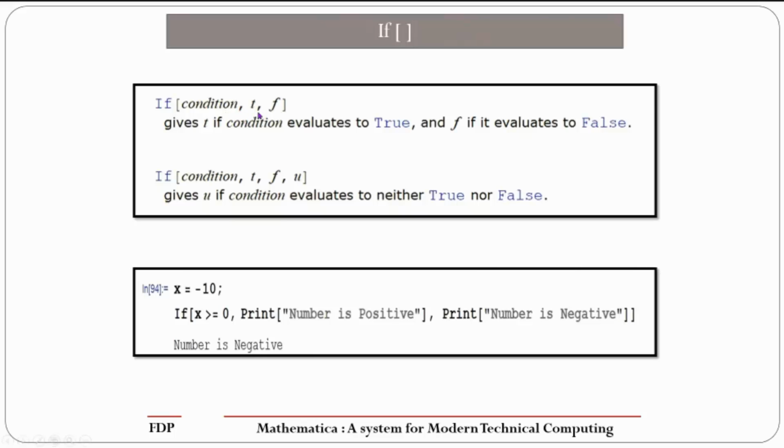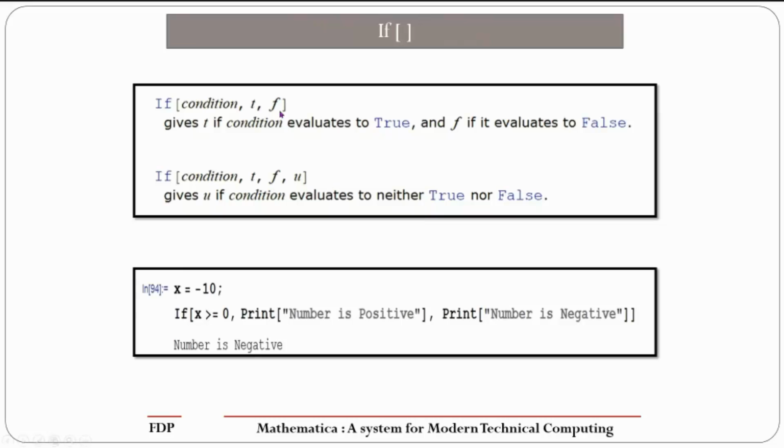They are separated by commas: the condition, the truth value, and the false value. If the condition is true, then the true statement will occur. If the condition is false, then the false statement will occur. So this is basically the if syntax.